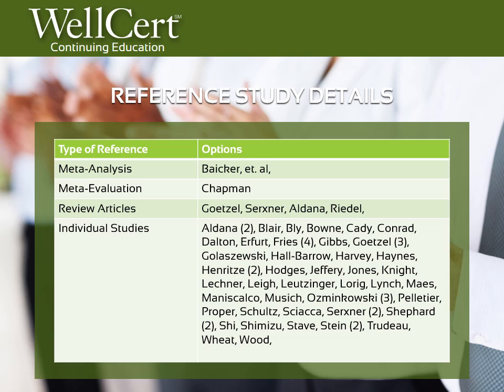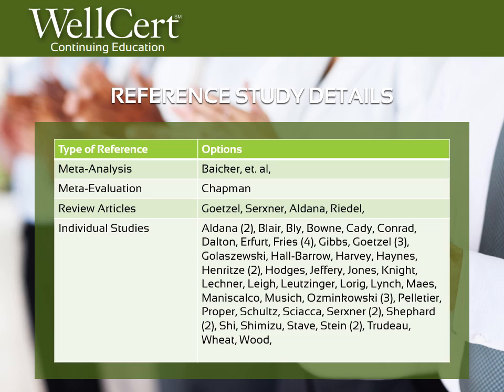Also in that resource is a meta-evaluation that I did in 2012 for the American Journal of Health Promotion, and it identifies a methodology used to look at the quality of research results, peer review research results around economic variables in wellness. There also are several review articles that are identified. Getzel, Serksner, Aldana, and Rydell are the ones that have done some of the better review articles on the literature overall.